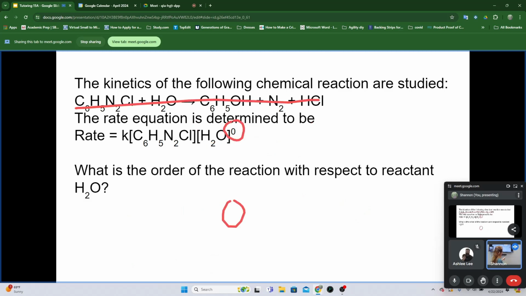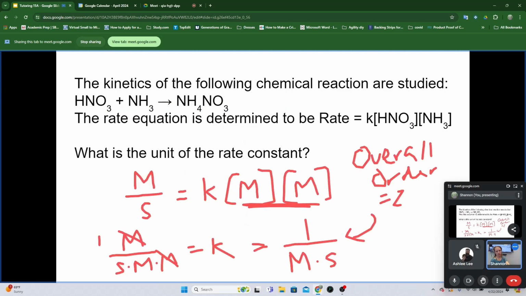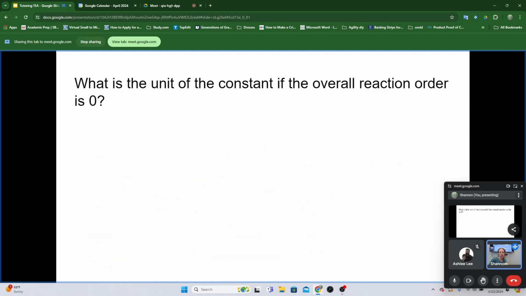Here, we had an overall order of 2. 2 minus 1 is M to the 1 power at the bottom. So it's a little trick for figuring out what that unit is quicker: the overall order minus 1 is how many M's are at the bottom of the fraction, in the denominator of the constant.